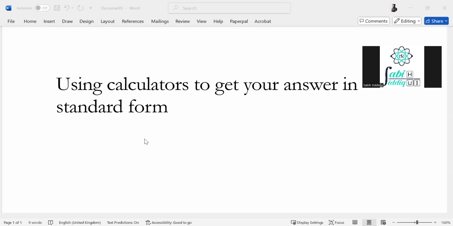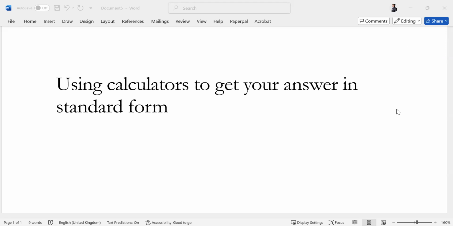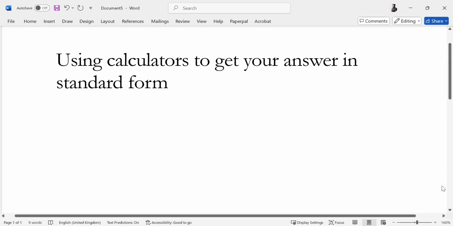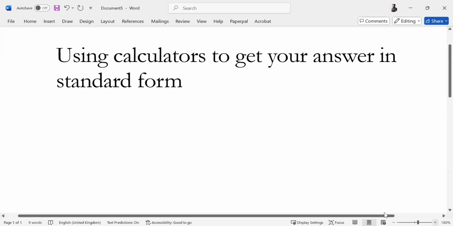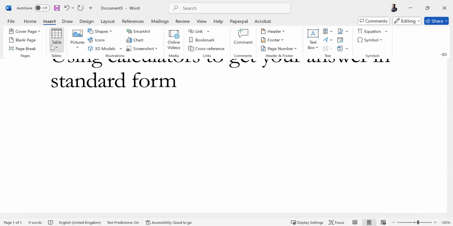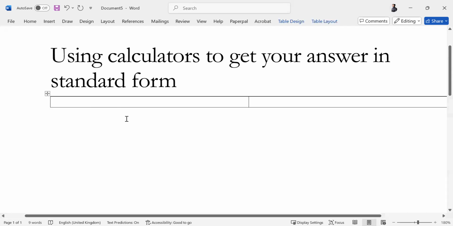Okay, so today we will be doing this activity of using calculators to get our answers in standard form. Some of you know this already and many of you don't, so try to pay very close attention to the steps that we will follow to make sure that our calculators give us the answer in standard form and we do not have to work ourselves for it.